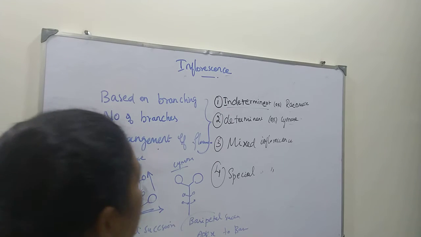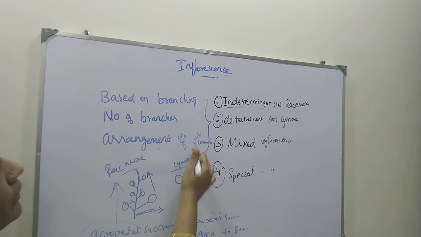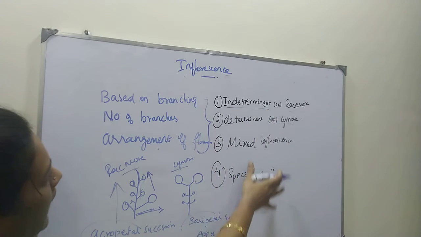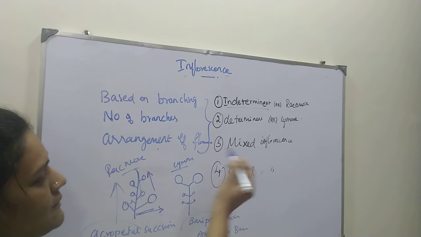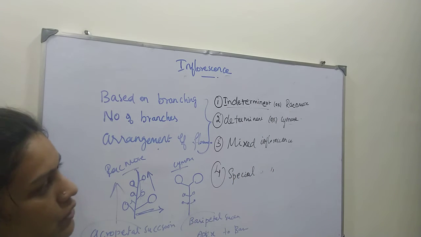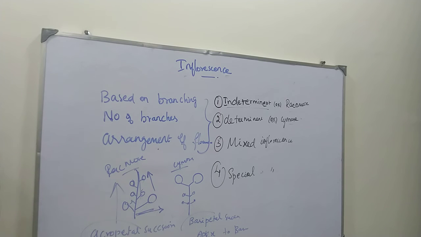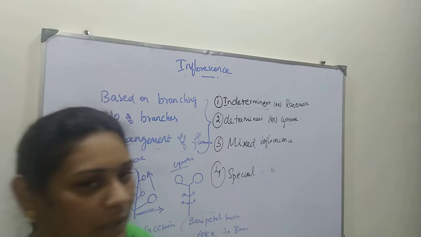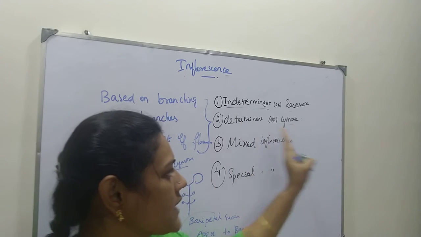This inflorescence, again, is based on the branching, the number of branches, and the arrangement of the inflorescence. You will have 4 types: indeterminate or racemose, determinate or cymose, mixed inflorescence, and special inflorescence. I am going to explain racemose in detail. You should know what racemose and cymose are. Racemose means it has unlimited growth, or indeterminate growth, so it is also called the indeterminate type. Cymose has limited growth, so it is called determinate or limited type.